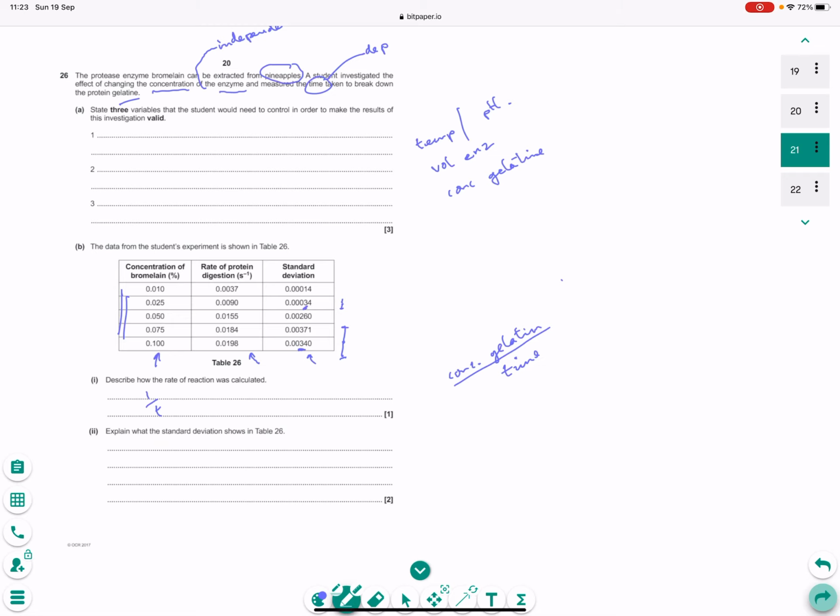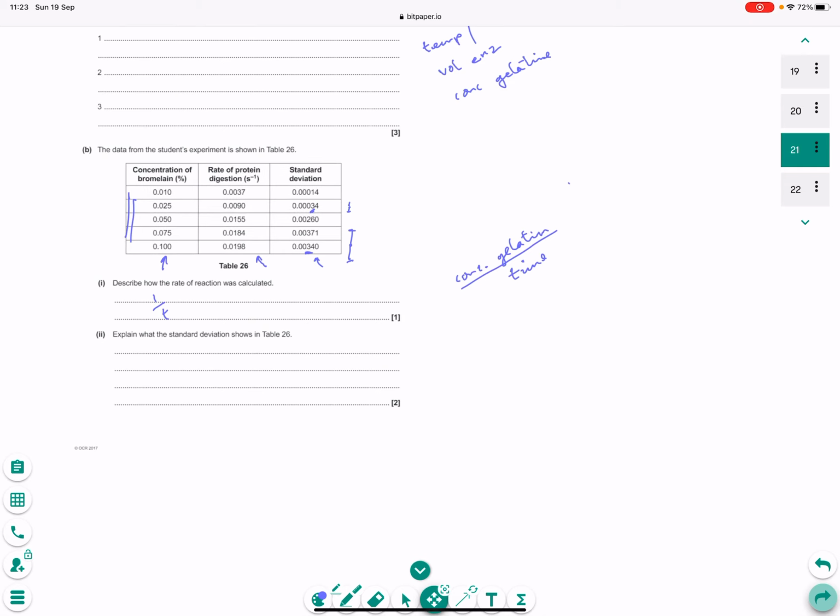Explain what the standard deviation shows. It shows spread of data about a mean value. So, to get good data, you've got to repeat the experiment several times to calculate a mean. Then you can calculate standard deviation and put error bars on the graph to show the variance of the data.